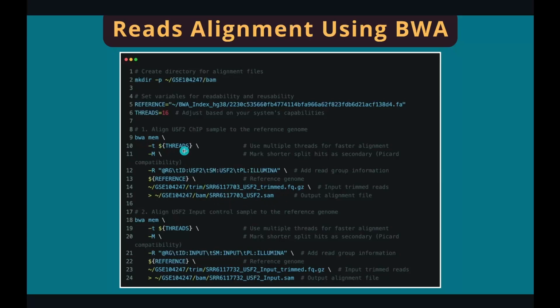-T means how many CPUs we're going to use. -M labels the secondary mapping. -R, you don't need it. It's just a tag. It shows the origin of the reads. And the reference is this parameter. It's the path of the BWA index. And we do the same for both samples.